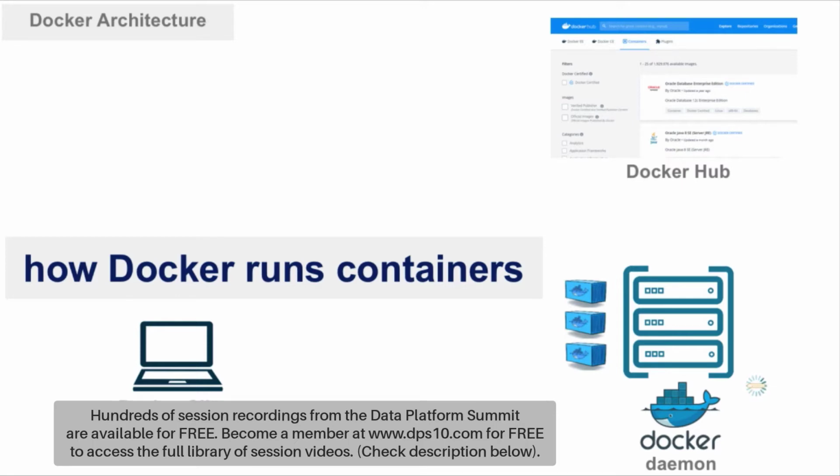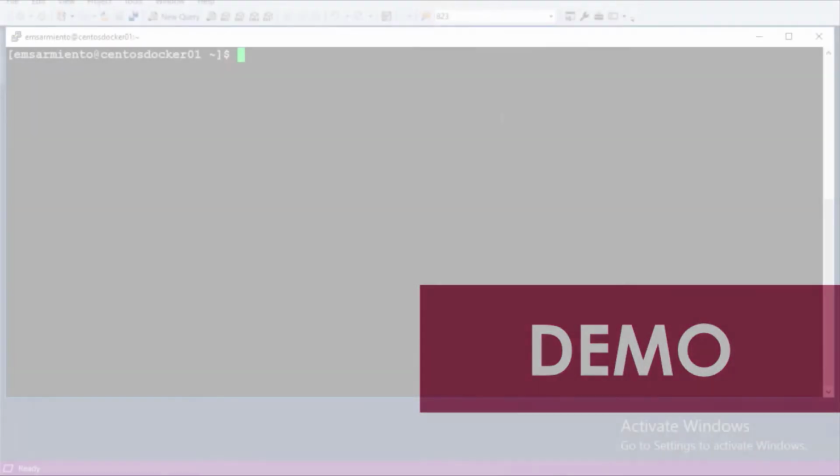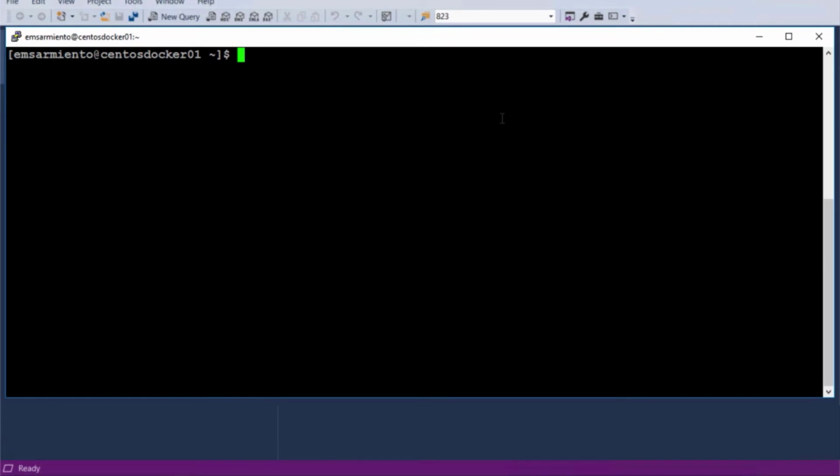I want to show you how this works in an environment, and I'm going to be using a Linux Docker host, illustrating how Docker runs containers. So let's go to our demo environment real quick to illustrate how this works. In this demo, I'm going to show you how Docker runs containers in a Linux Docker host. What you've seen in the previous slide is just an illustration of how it works visually. Let's see it in action.